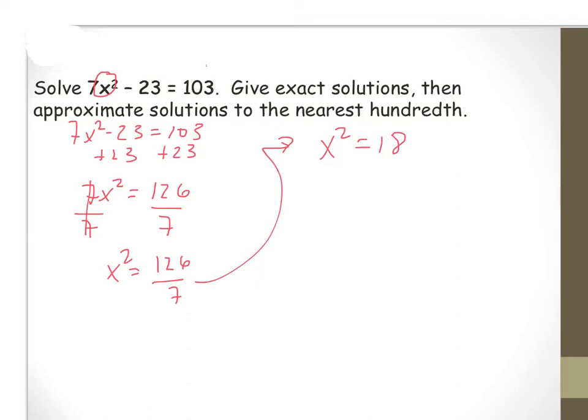Now remember, in order to solve for a square, I'm going to go ahead and take the square root of both sides. So when I do that, the first thing that you're going to do is put a plus or minus in front. So when we have to take a square root to both sides, we're going to put a plus or minus in front. If the square root was already there, we wouldn't do so.